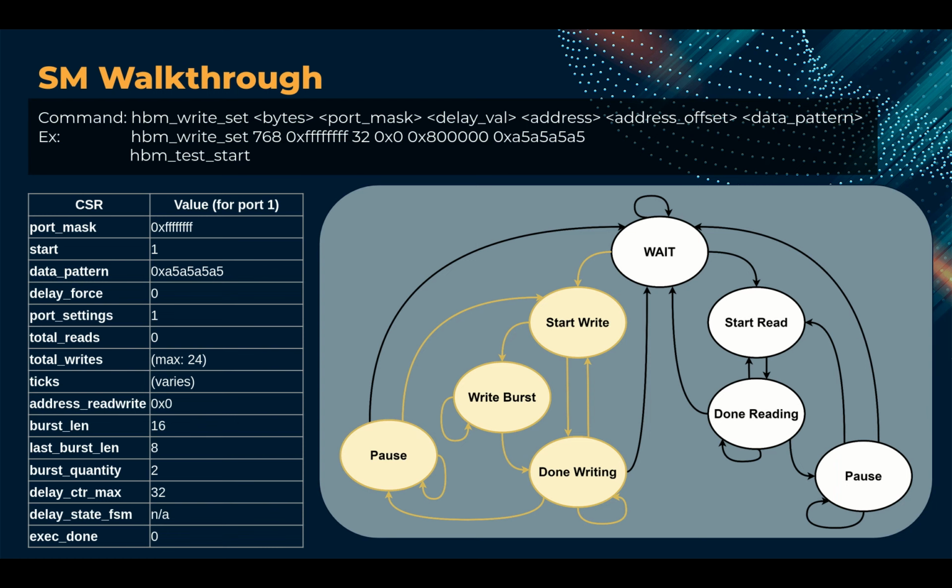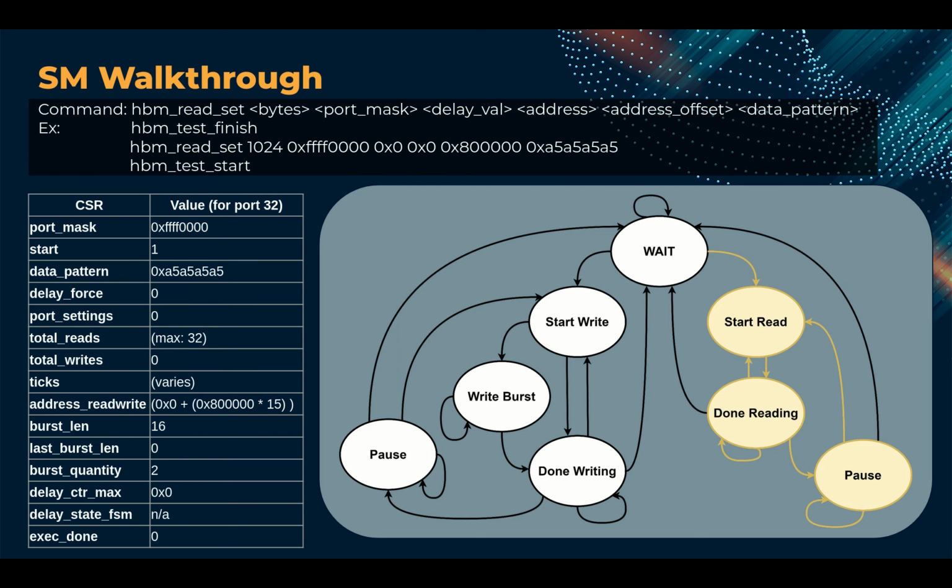The data pattern is a 32-bit signal controlling the pattern of data written. This is the next argument. It is replicated 8 times and concatenated to create a 32-byte data value to be written. The default value is in hex A5, A5, A5, A5.